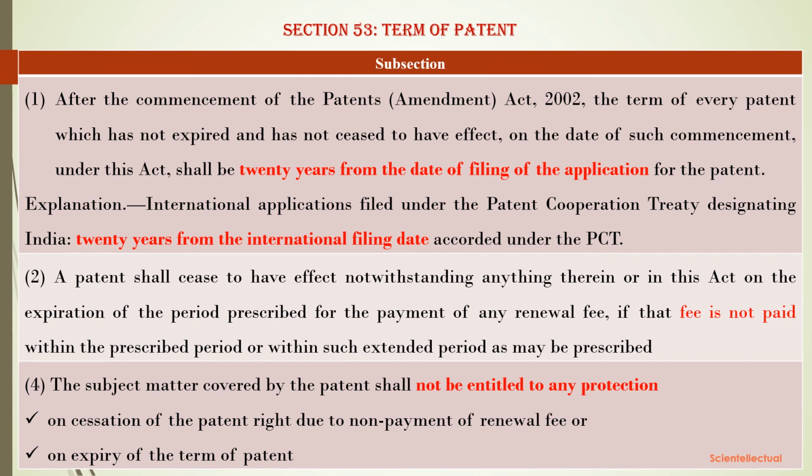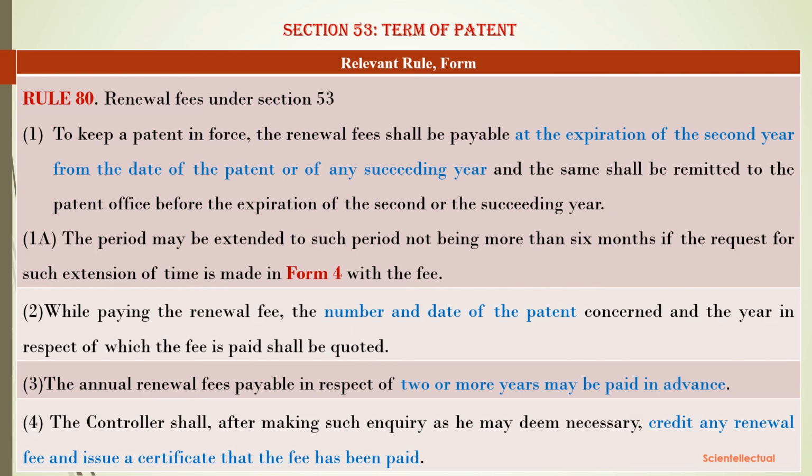Subsection 4. The subject matter covered by the patent shall not be entitled to any protection on cessation of patent right due to non-payment of renewal fee or on expiry of term of patent. Relevant rule is Rule 80. To keep a patent in force, renewal fee should be payable at the expiration of second year from the date of patent or any succeeding year, and the same shall be remitted to the patent office before the expiration of the second or the succeeding year.